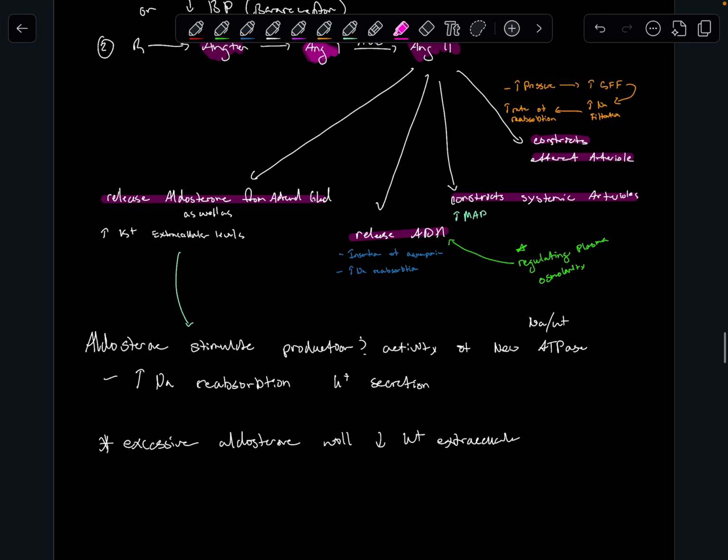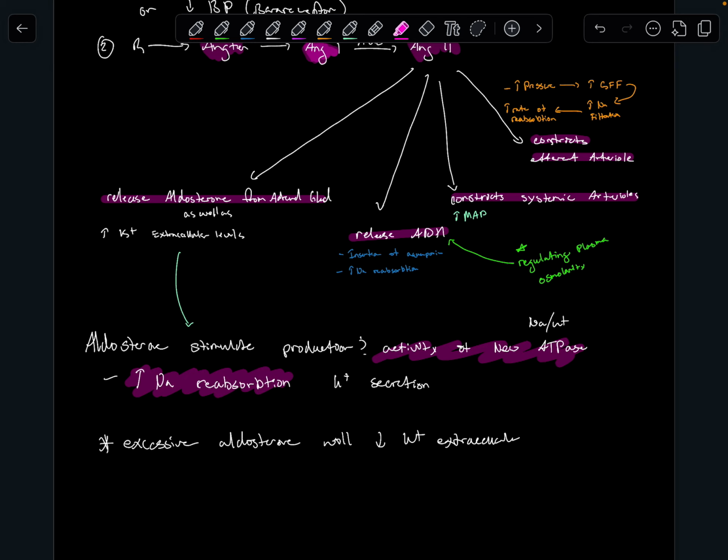Now we'll just start with this first one. Release of aldosterone stimulates the production and activity of new ATPases, and by doing so, we increase sodium reabsorption. Sodium reabsorption will cause an indirect effect on water movement. So water will just naturally follow the gradient of sodium, and by that we'll have an increase in blood volume, right?